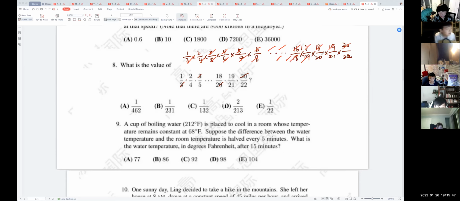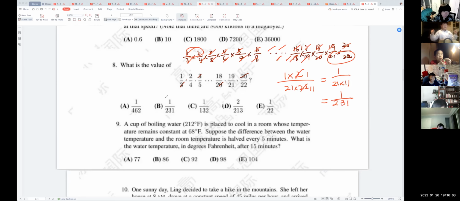So 22 over 22 divided by 2 equals 1 and 11. So it is 1 over 21 times 11. So the answer is 231. 1 over 231. So the answer is B. Oliver, your answer was 1 over 221, there is no such answer. Did you make a typing mistake?